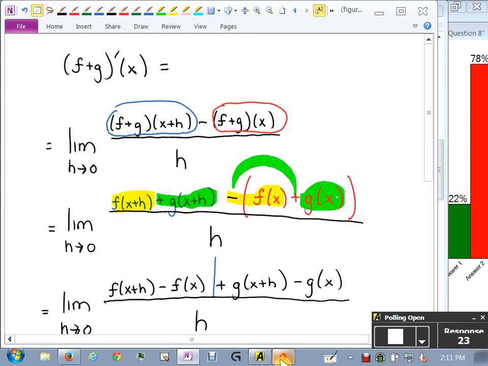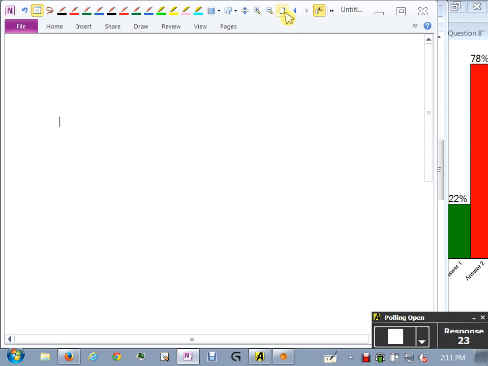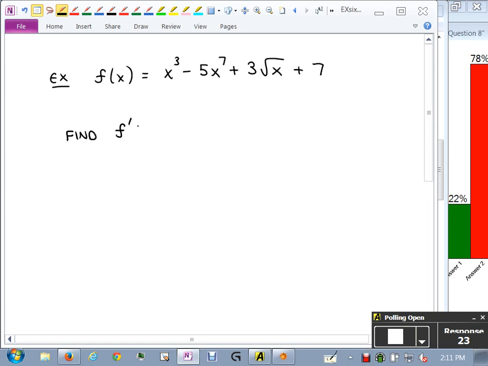So let me see if we can use this rule on something. Here's an example. I would like to know if f of x is equal to x cubed minus 5x to the 7th plus 3 square root of x plus 7, I would like for us to find f prime of x.